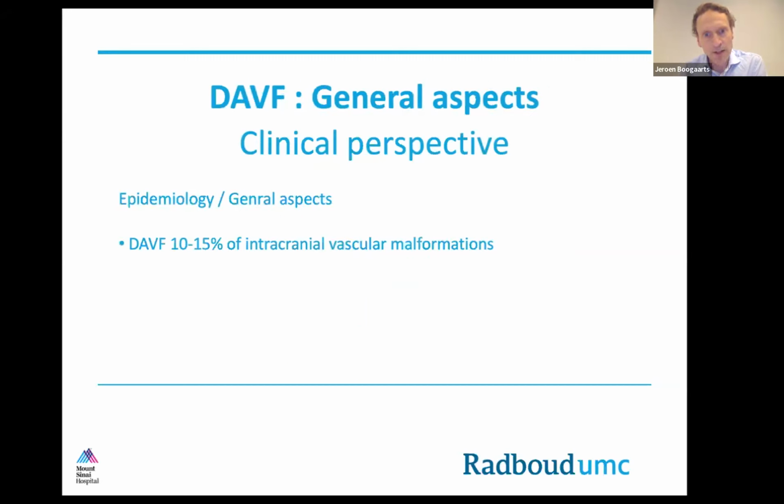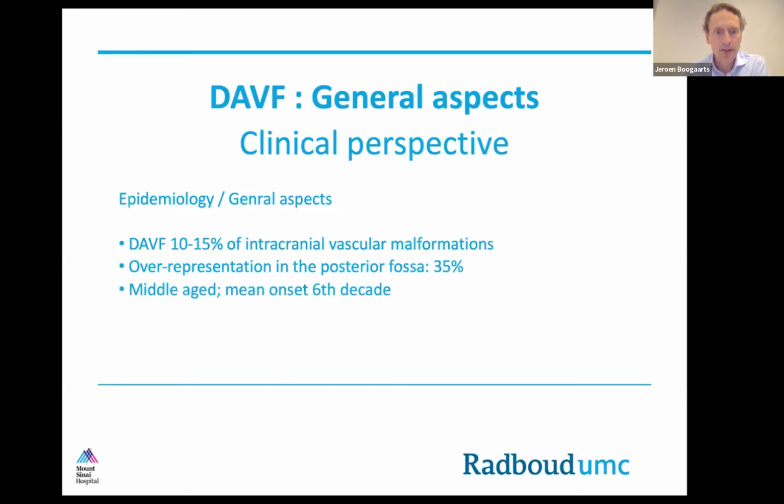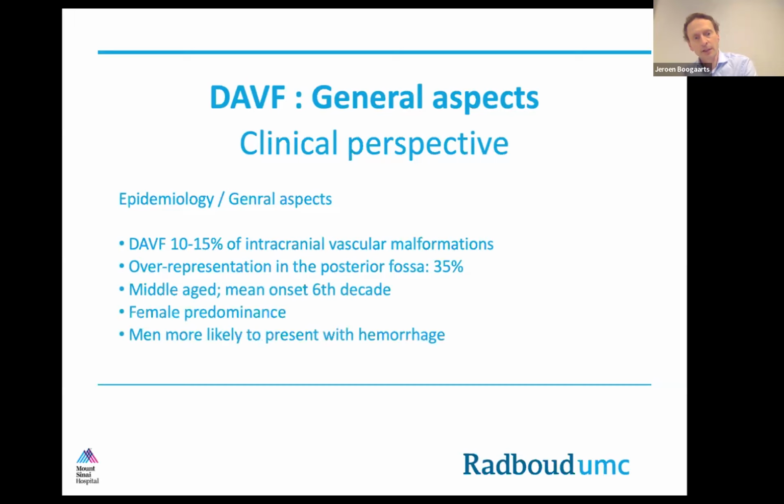So what are the general aspects from a clinical perspective, from an epidemiological point of view? Dural arteriovenous fistulas are 10 to 15% of the intracranial vascular malformations, and they are overrepresented in the posterior fossa, up to 35%. Typically middle age, with the mean onset in the 6th decade, and there's a female preponderance. However, men are more likely to present with hemorrhage.